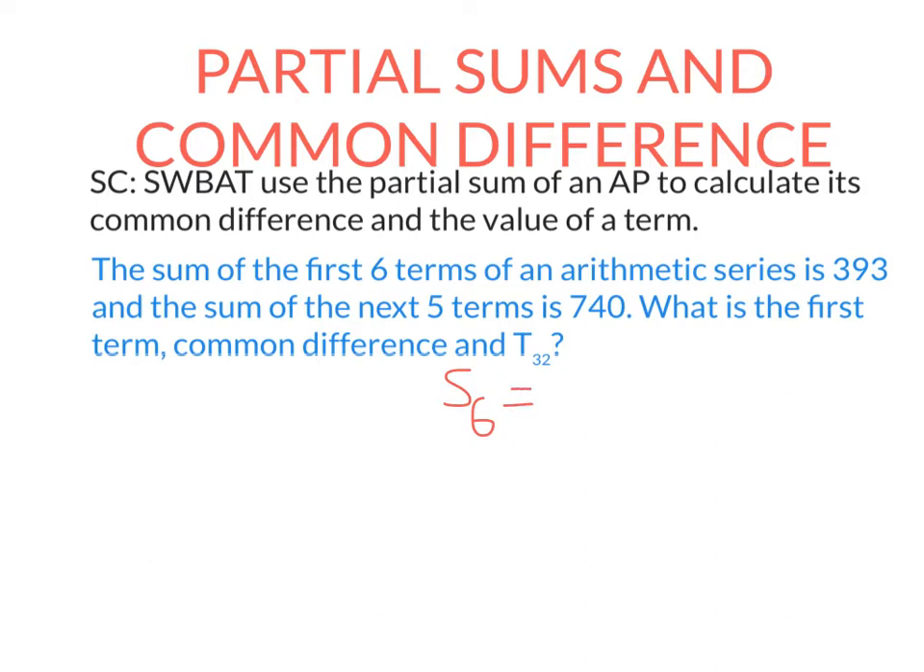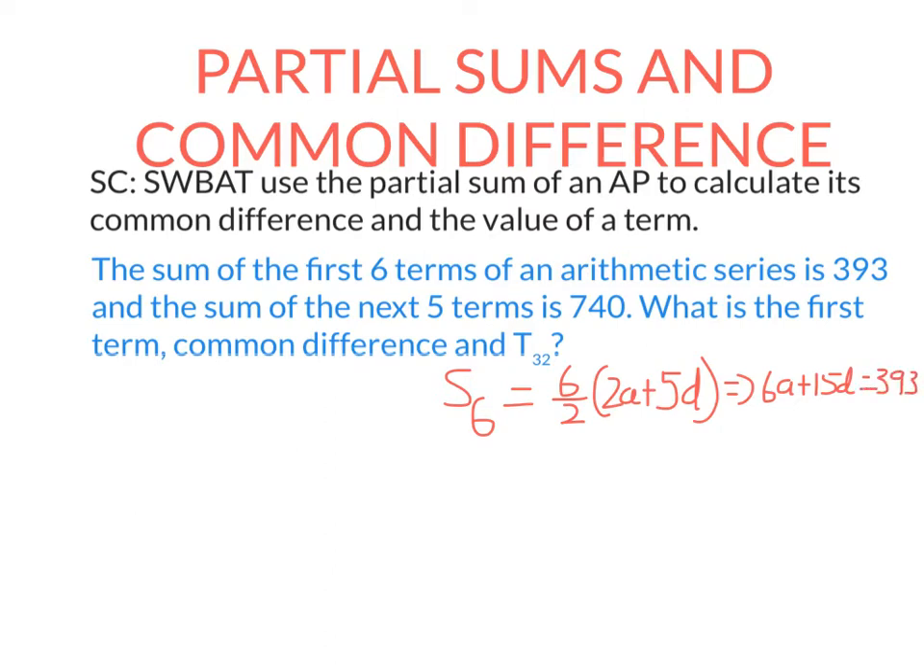Well, using the formula Sn is n over 2 times (2a plus (n minus 1)d). S6 is 6 over 2 times (2a plus 5d), where n minus 1 is 5. So simplifying this expression, 3 times 2a, 3 times 5d, I get 6a plus 15d. That is the sum of the first 6 terms of any AP, any arithmetic series. So I'm told that that's equal to 393.